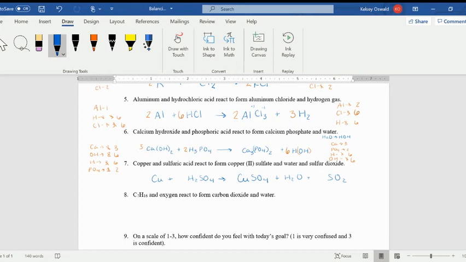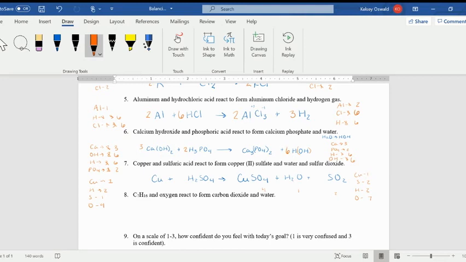Okay, so in order to get these to balance, I can see on my reactant side, we have 1 copper, 2 hydrogens, 1 sulfur, 4 oxygens. Okay. And on my product side, I can see that I have 1 copper, 2 sulfurs, 2 hydrogens, and how many oxygens? 4, 1, and 2, so that's a total of 7.